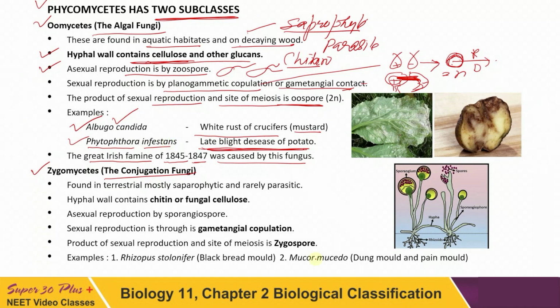The next one is the conjugation fungi, the other subclass of this group. It is found in terrestrial habitat. Most of these are saprophytic. This is the fungus we have seen.